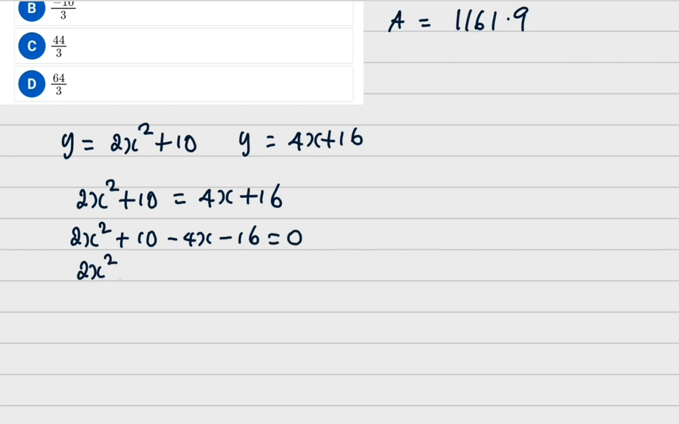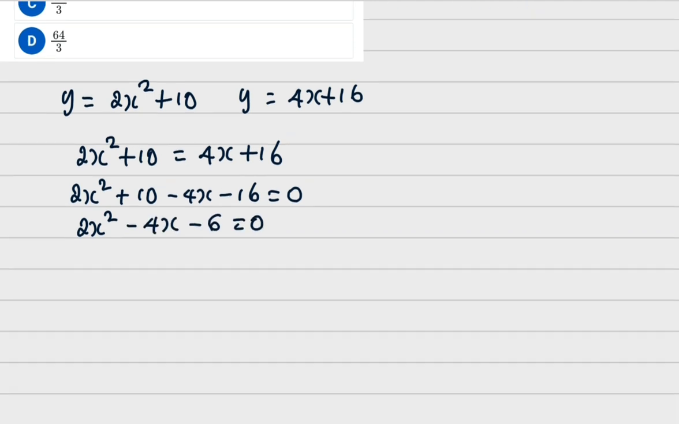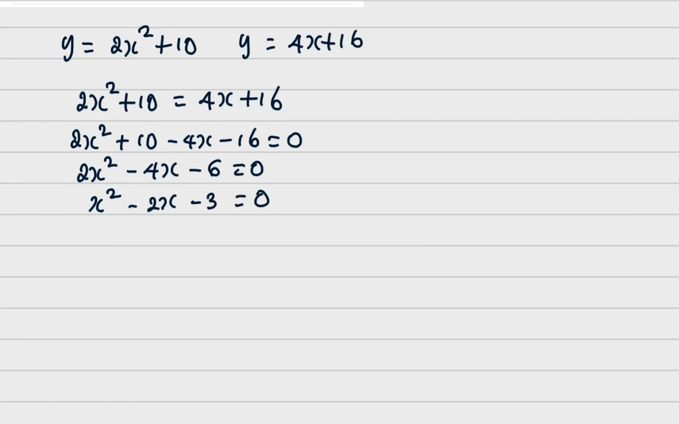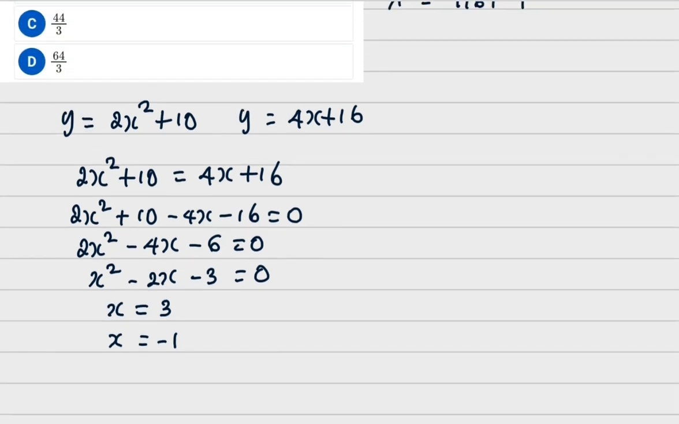So I have 2x squared minus 4x minus 6 is equals to 0. Now, if you decide to reduce it, you are going to have x squared minus 2x minus 3 is equals to 0. Factorizing it and solving it completely, you end up having your x to be equals to 3 and your x to be equals to -1. So these are the upper and lower limits.